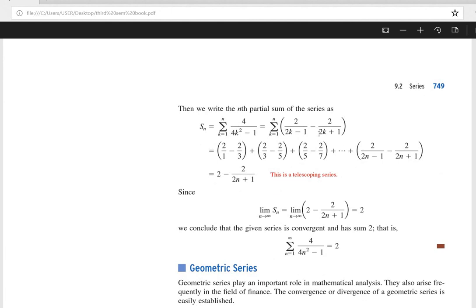So Sn is equal to this one, we can convert this into this one, and so this gets cancelled. This is a type of telescoping series. So the sum will be 2 minus 2 by 2n plus 1. And limit n tends to infinity of Sn will be the limit of our series. So as n tends to infinity, this term tends to 0, and so the remaining value is 2. So this converges to 2.